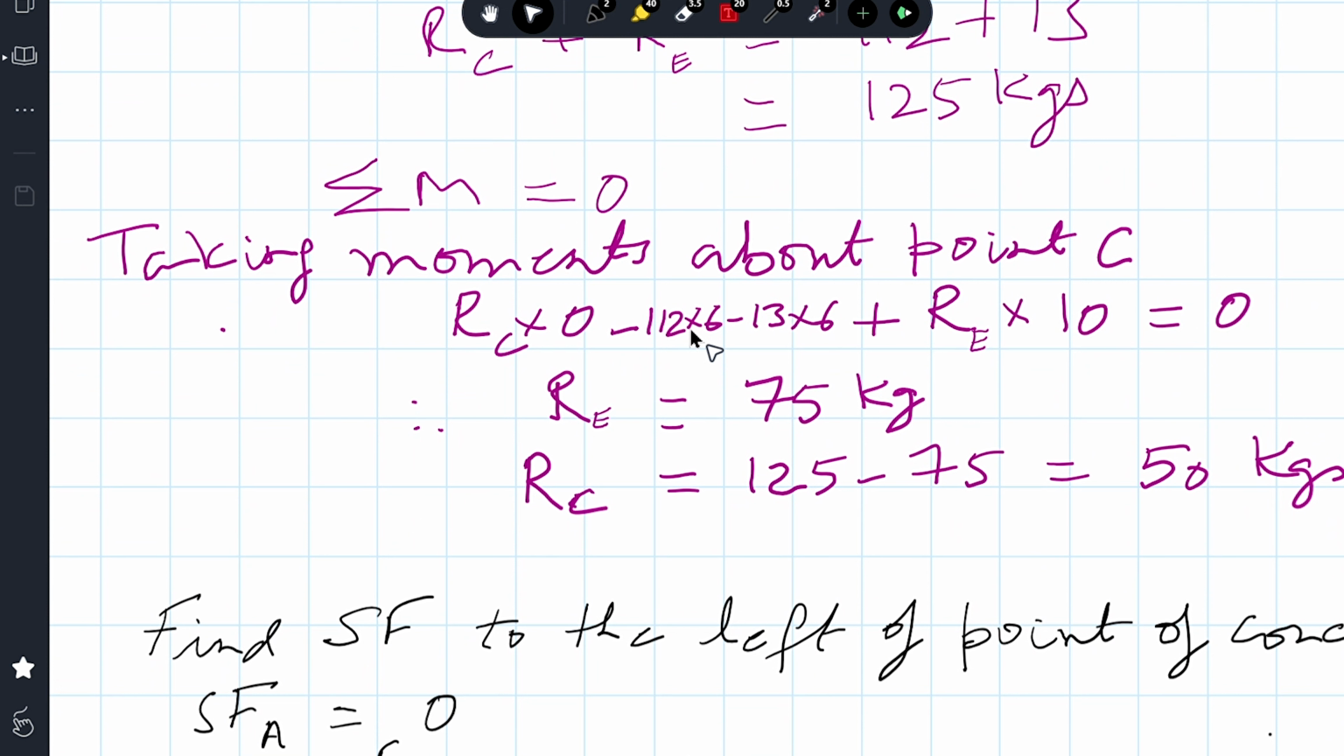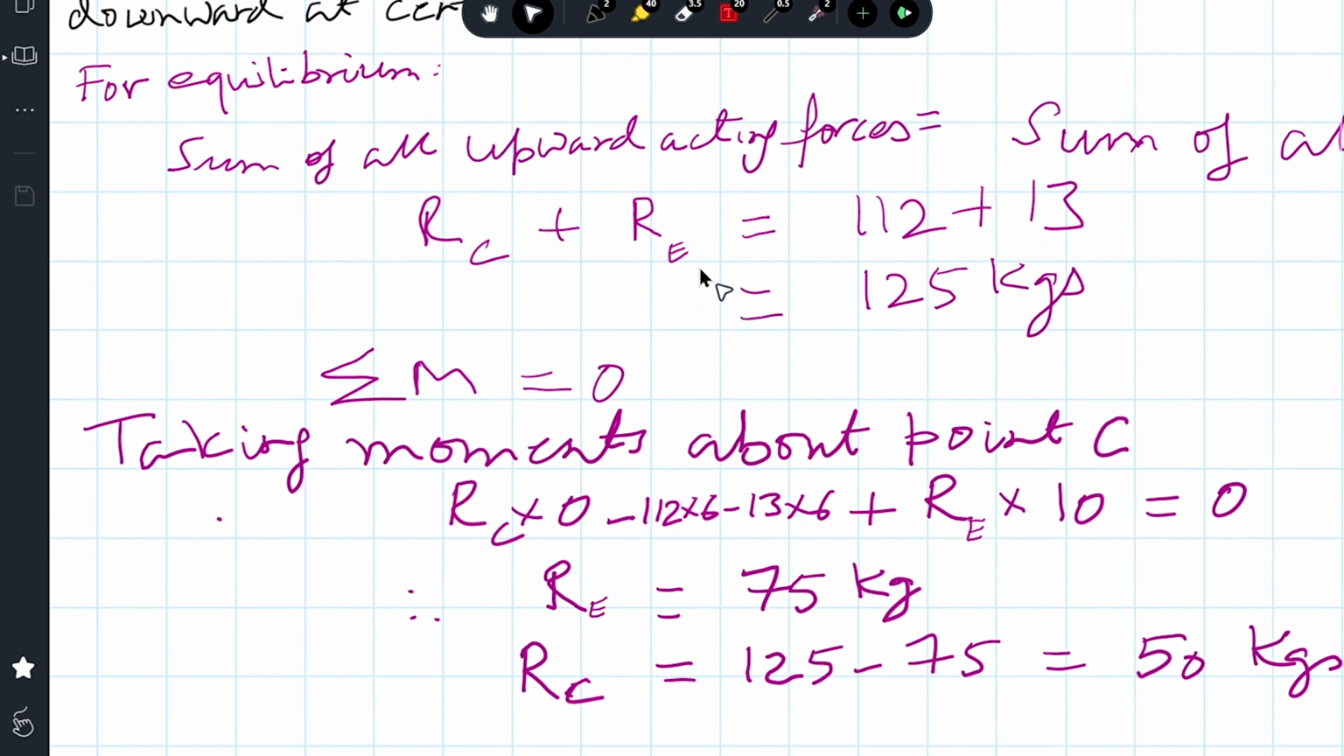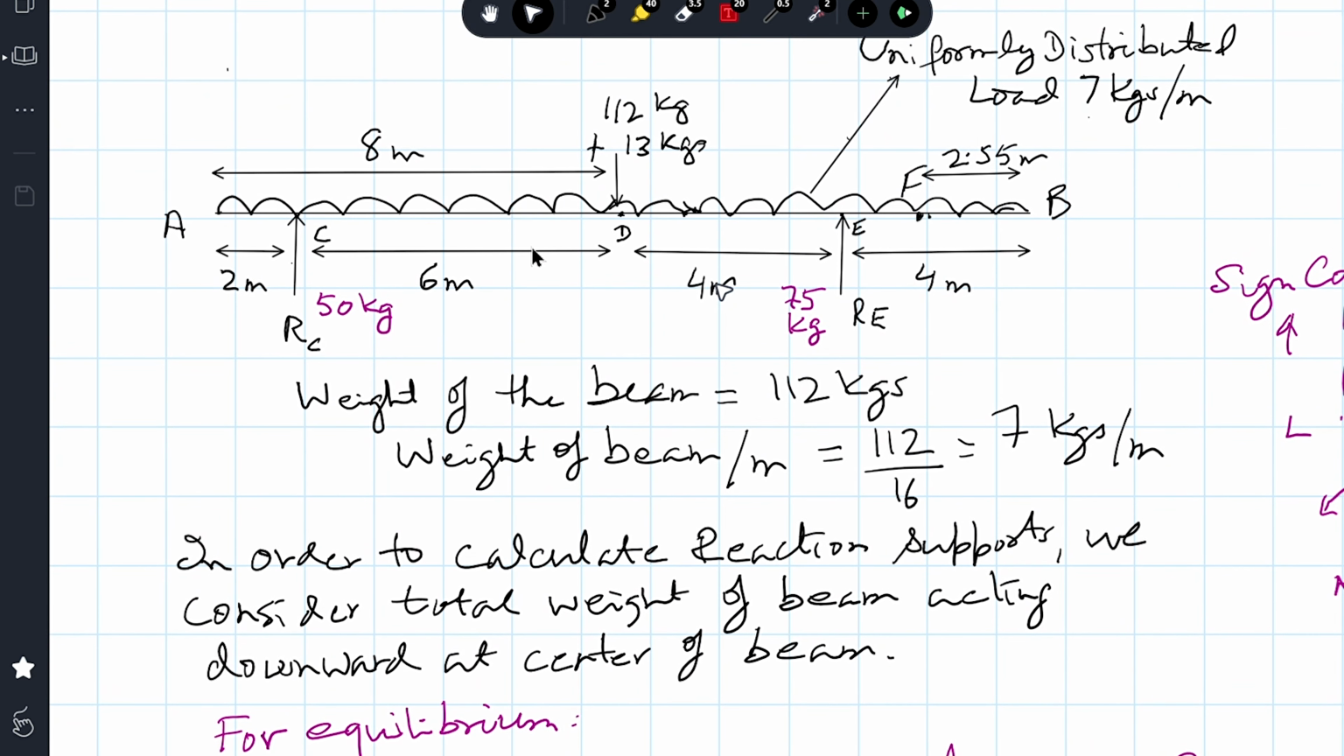Then sum of all the moments should also be equal to zero for equilibrium. So we take moments about point C where we have the first support. So here is the beam and this is the point C. We have the support here. So we take moment about this point. This will help us to get the other support at RE, because the moment for this support at RC will become zero because we are taking moments about this point. So levers and distances will be taken about point C.